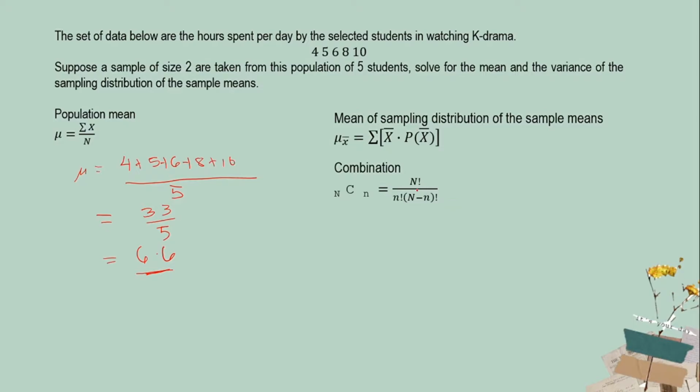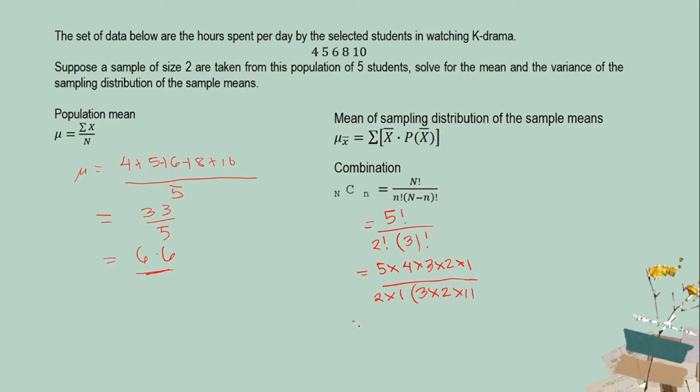So the population size is equal to 5. So 5 factorial over the sample size, which is 2, so 2 factorial. Then 5 minus 2, we have 3 factorial. So 5 factorial would be 5 times 4 times 3 times 2 times 1 over 2 factorial, which is 2 times 1. 3 factorial is 3 times 2 times 1.